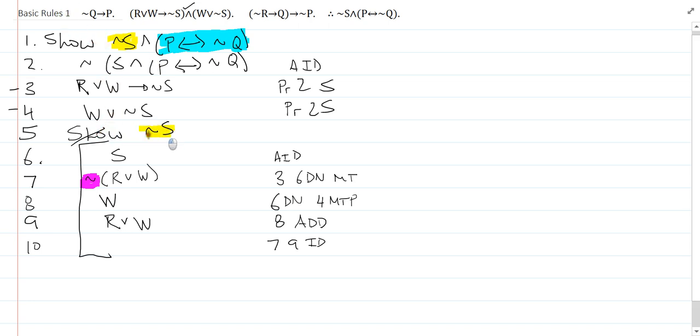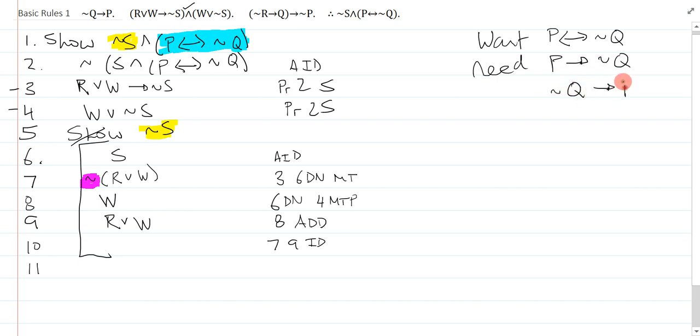This is actually the yellow highlight over here is my not S, and now I just need to do the rest of it. So what I really need to do is show P biconditional, not Q. Now I'm just going to sort of work on the side here and realize if I want P biconditional, not Q, I need P arrow not Q, and I also need not Q arrow P. And so that's typically how a biconditional derivation goes. But look over here. Over here I already have not Q arrow P. Check. So I don't actually need to do that. It was given to me as one of the premises.